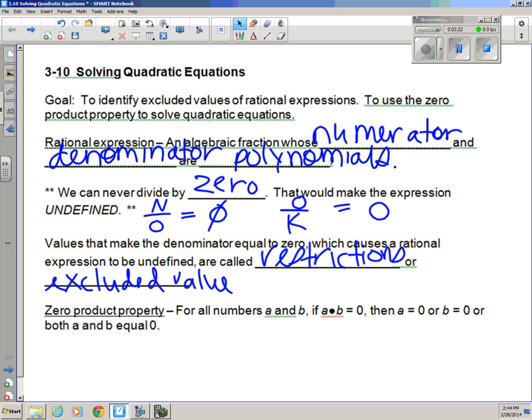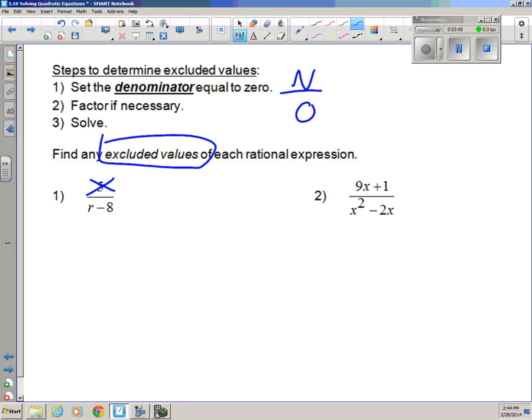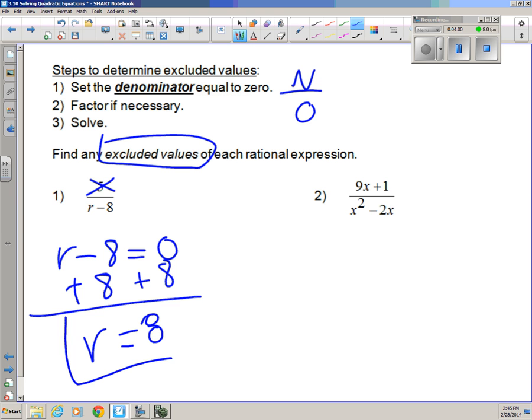So where are we going to use all this stuff? Well, if you want to determine excluded values or restrictions or ways that make things undefined, you're going to set the denominator and just the denominator equal to 0, because that's what you can never divide by, right? You can never have 0 on the bottom. You're going to factor if necessary, and then you're going to solve. So if I'm looking for an excluded value, I'm going to say, okay, well, I don't care about the top. It could be anything at all. I could care less. I'm going to take my denominator. I'm going to set it equal to 0, and I'm going to solve for that variable. And what comes out is my excluded value.